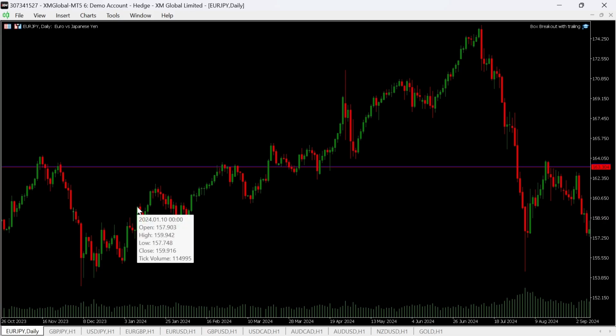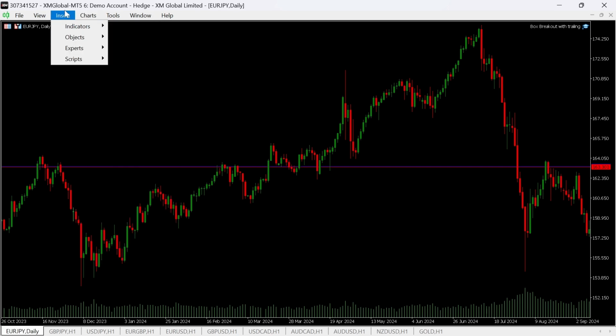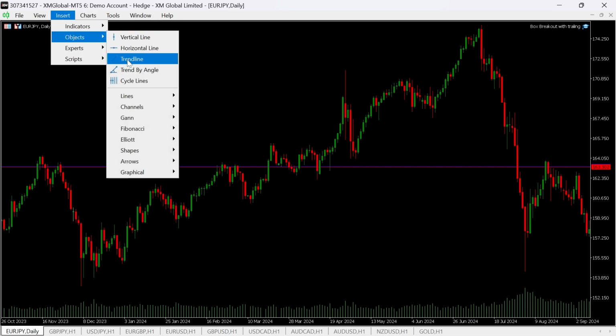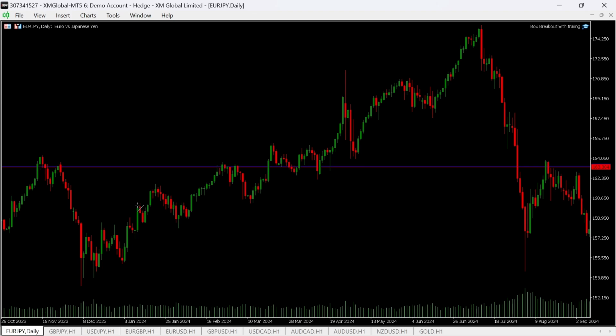So this action of going past this high here is what we call break of structure, and we can mark it just like this, with an object right over here. There, that's a break of structure.